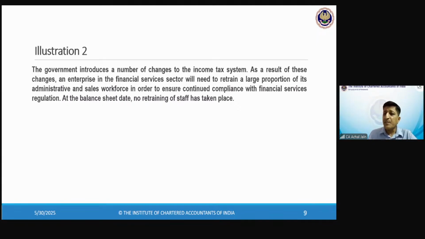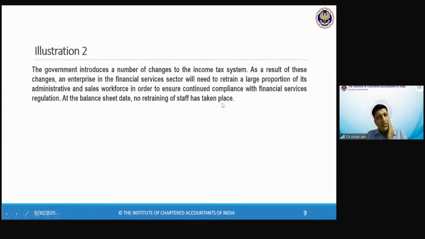Priyanshi, please go ahead. Yes, it was estimated that the retraining will take place, but at the end of the financial year, at the time of the balance sheet, no retraining has taken place. So it is a clear chance of possibility, which is 50-50. Okay. So what do you do then?